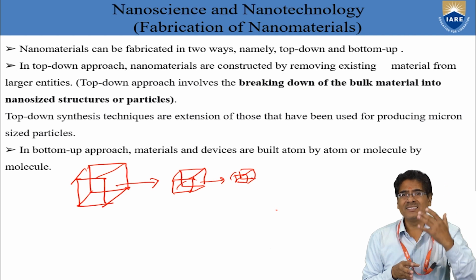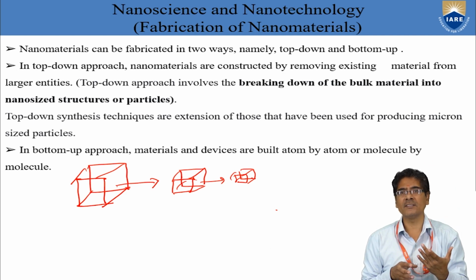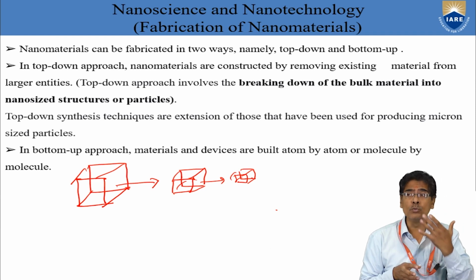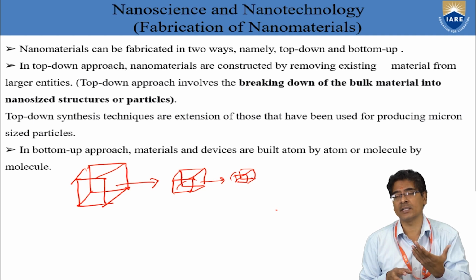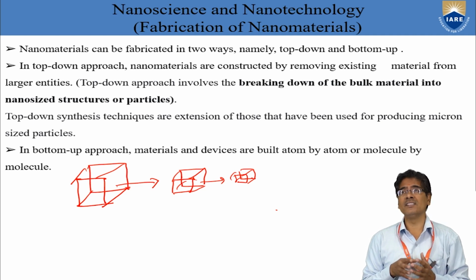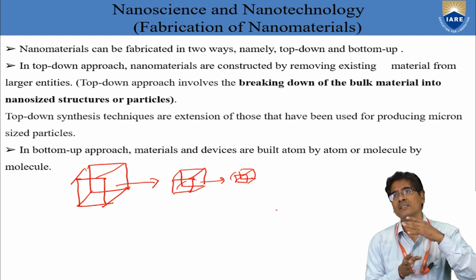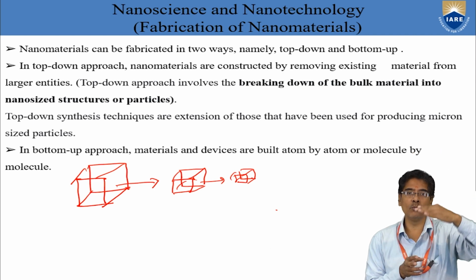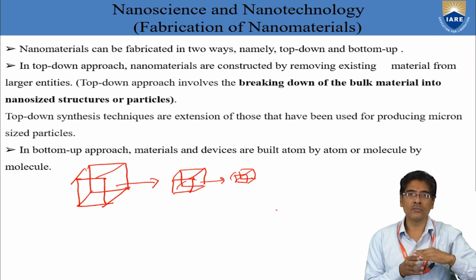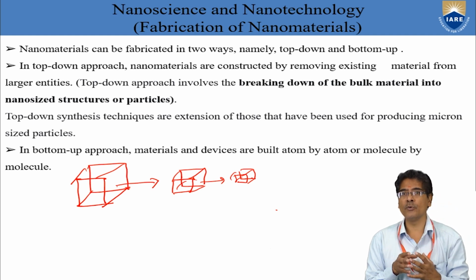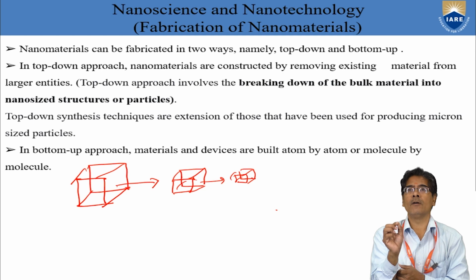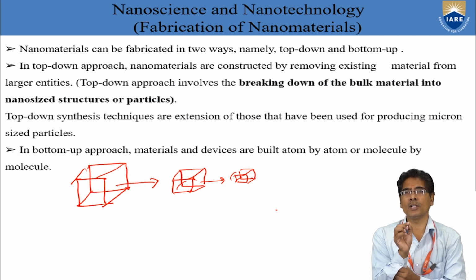So these top-down synthesis techniques are extensions of those that have been used for producing micron-sized particles. So the synthesis of nanoparticles from top down means going from bulk material to nano range. These techniques are extensions of those used for producing micron-sized particles. So this is one of the methods of fabrication of nanomaterials, that is, the top-down approach.